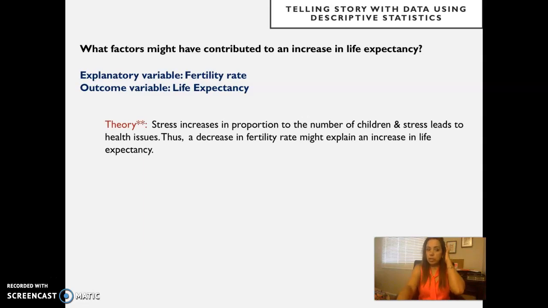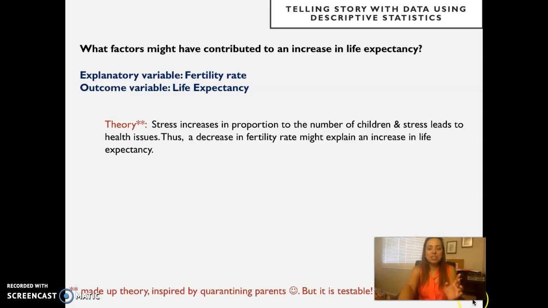What's the theory here? Well, here's the theory. Stress increases in proportion to the number of children that a person has. And stress leads to health issues. So I'm beginning with these two premises. Then the logical conclusion is that a decrease in fertility rate might explain an increase in life expectancy.